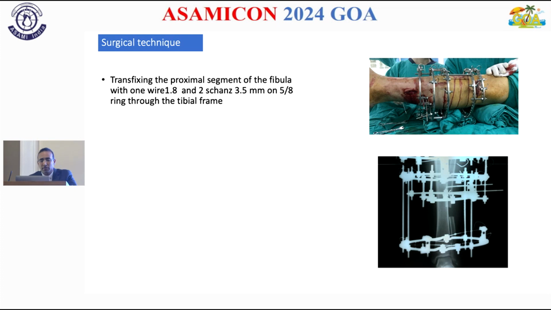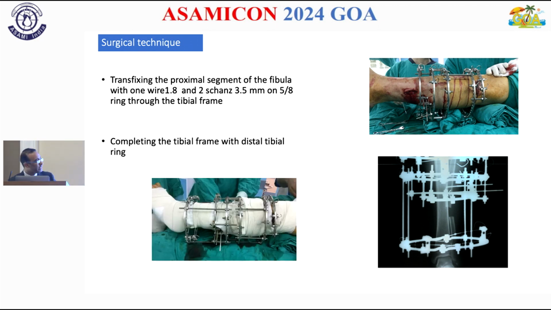Then we transfix the proximal segment of the fibula with one 1.8 wire and two 3.5 millimeter strands on a 5/8 ring through the tibial frame. This is a 5/8 ring connected to the proximal segment of the fibula, and we add a distal tibial ring with transfixing wiring of the tibiofibular ligament to prevent the subluxation of the syndesmosis.